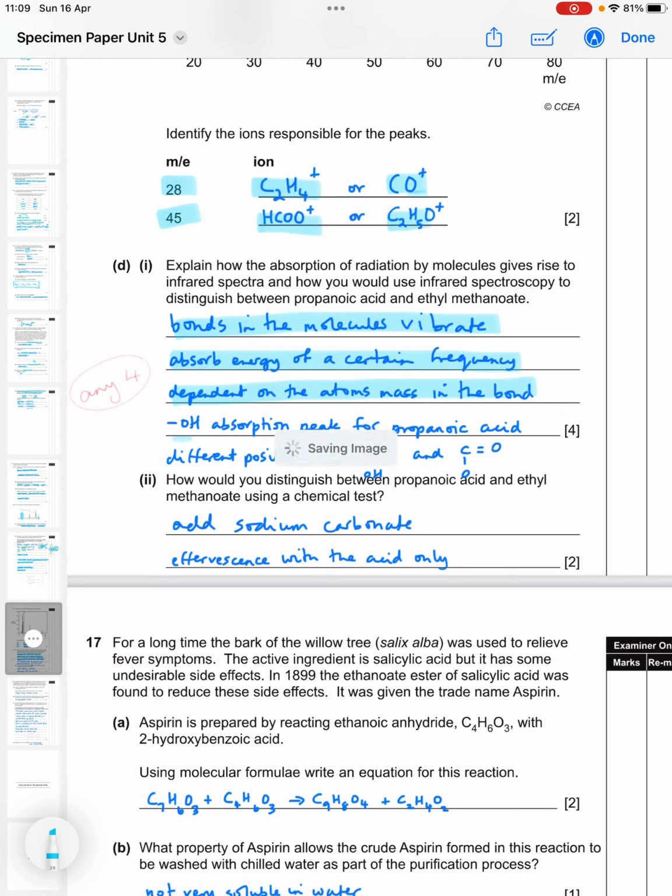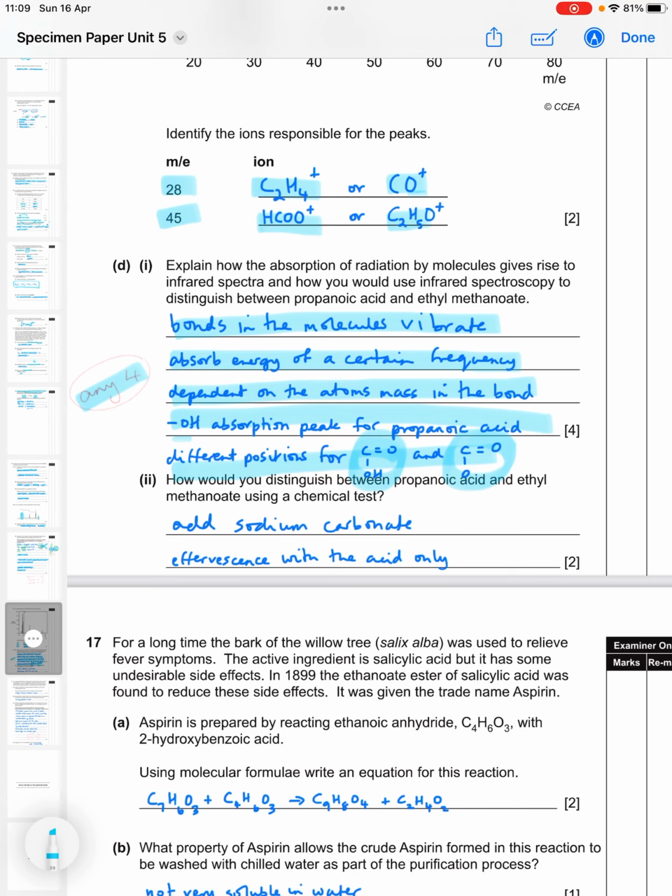Then you have an OH absorption peak for the propanoic acid, and you have different positions for the OH, for this one with the carbonyl group with an OH, and this one just with an O. So any 4 of those will get you 4 marks there.